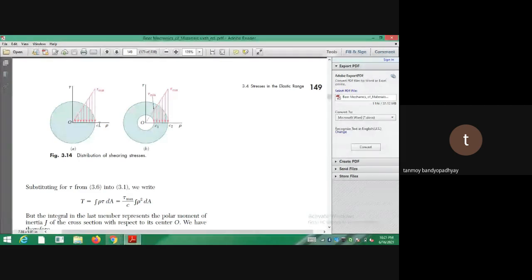Now if I consider a hollow shaft, rho cannot be 0, so rho should be equal to C1, where C1 is the inner radius of the shaft. At the inner radius, rho is minimum, so you will have the minimum shear stress there, and the outer fibers will carry the maximum shear stress again. When rho is maximum, rho is equal to the outer radius, which is C2 here. So tau max will be at the outer surface.